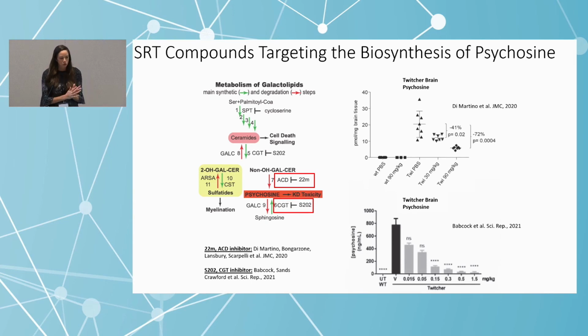Two substrate reduction compounds have been published in the last 2 years. So in 2020, an ACD inhibitor by Ernesto's group, and in 2021, a CGT inhibitor by Mark Sand's group. They were both able to demonstrate reduction in the brain psychosine levels in the Twitcher mouse. For years, L-cycloserine was used as an SRT for Krabbe, but it's so high up on the ceramide chain that there was a lot of off-target effects, and that was never really able to be translated to the clinic.